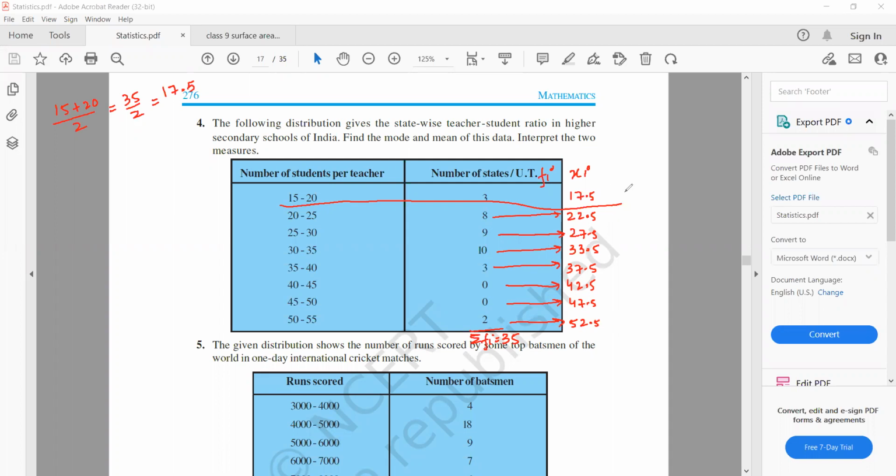Understand? If we use FI into XI, now you are getting decimal numbers. So it will be a difficult multiplication here. So let us use a further method. Let's say assumed mean. Assume some mean here. I am taking this as my A.